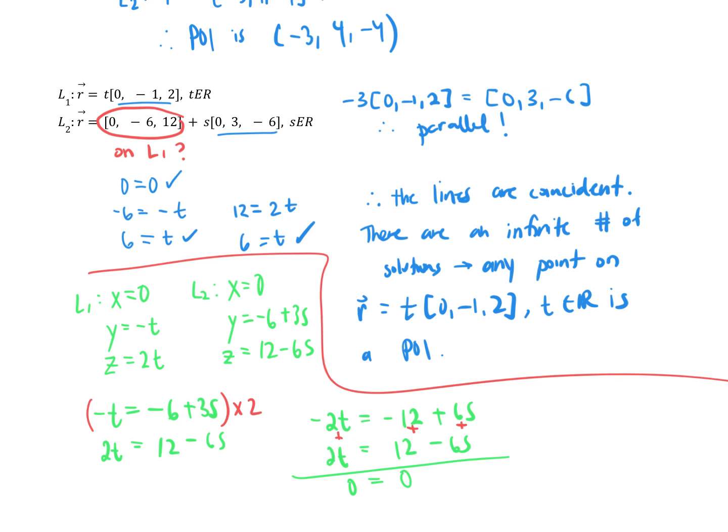And that's your clue. Getting that true statement, 0 equals 0, that's your clue that you have an infinite number of solutions. And then when you see that, you would say, oh my gosh, the lines must have been coincident. And then you can go back, check L1 and L2, and verify that. So there we are.